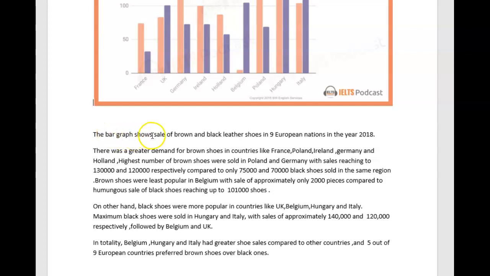The bar chart shows sales with an S of brown and black leather shoes in non-European countries in the year 2018. Okay, no problems there. There was a greater demand for brown shoes in countries like France, Poland, Ireland, Germany, and Holland. Highest number of brown shoes were sold in Poland and Germany, with sales reaching to 130,000 and 120,000 respectively, compared to only 75,000 and 70,000 black shoes sold in the same region. Whoa, okay.